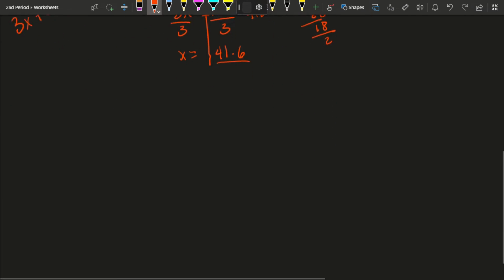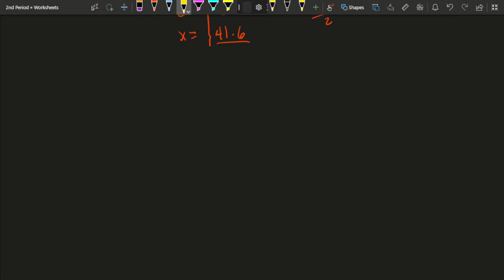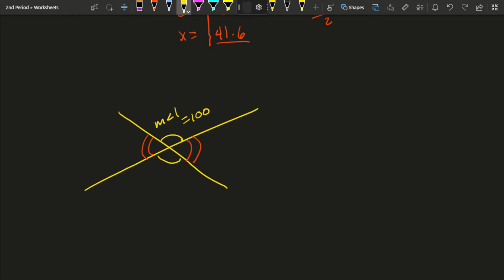After complementary, we have what is called vertical angles. That's when two lines like that intersect. That means that this angle is the same as this angle. However, this angle is the same as this angle. So for example, if the measure of angle 1 is 100, that means that the measure of angle 2 is also 100.